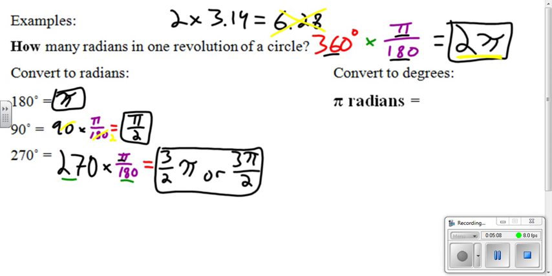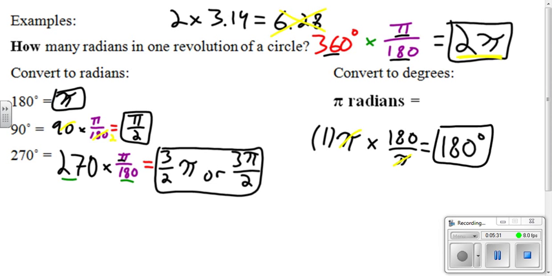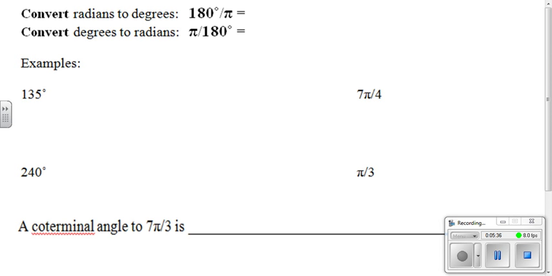And if we wanted to convert to degrees, we have pi radians, so we would take pi times 180 over pi. I think we already did this one as well. The pi's cancel out, in which case we have kind of a hidden 1 here. It's like 1 times pi. So we'd have 1 times 180, 180 degrees. Pi radians is 180 degrees. So again, anytime you need to convert these things, here are your conversion factors.